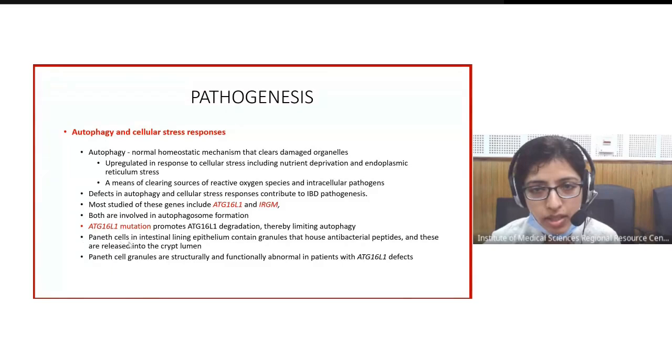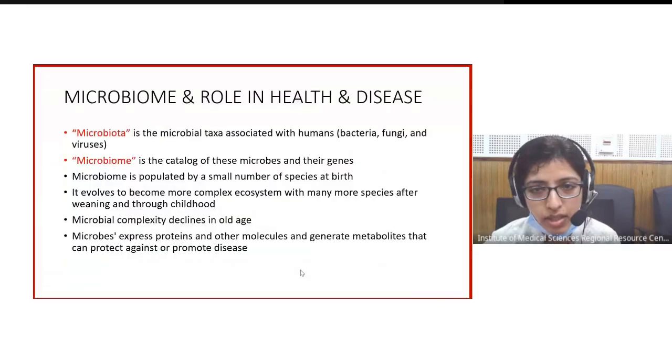Now, Paneth cells in the intestinal lining epithelium contain granules that house antibacterial peptides, and these are released into the crypt lumen. Also, these granules are structurally and functionally abnormal in patients with ATG16L1 defects. So in a normal scenario, these antibacterial peptides will be released in the crypt lumen in response to any offending agent. But in patients who have defects in these genes, these granules are abnormal and function abnormally, and so they result in the inflammatory process and hence inflammatory bowel disease.